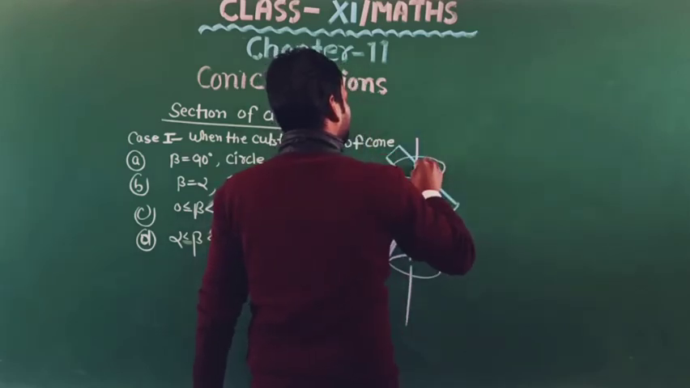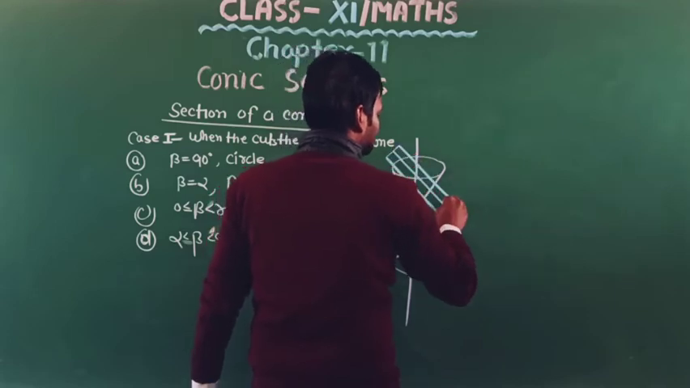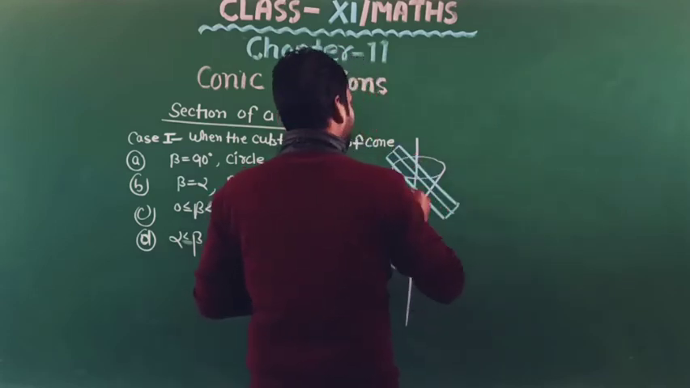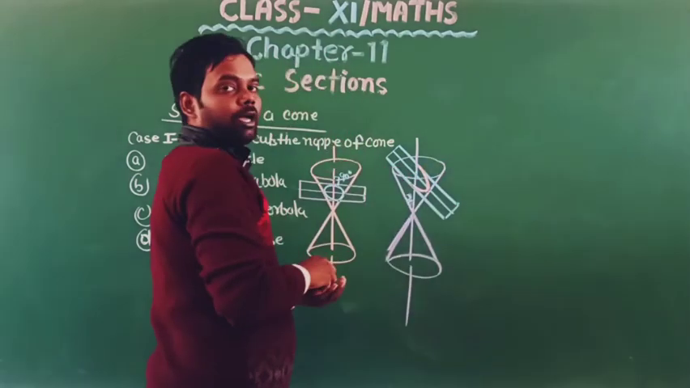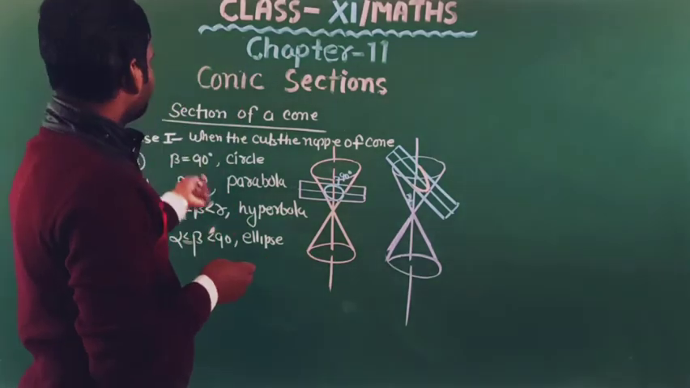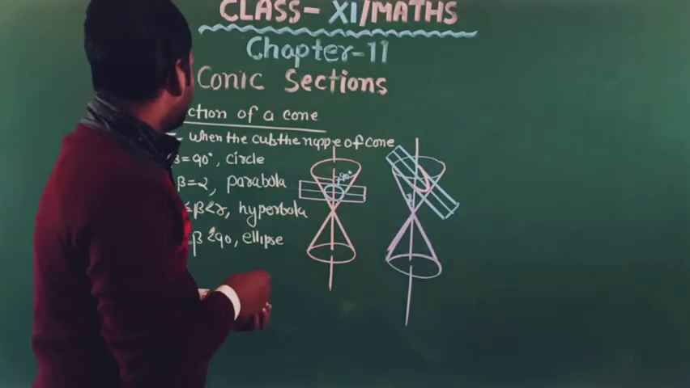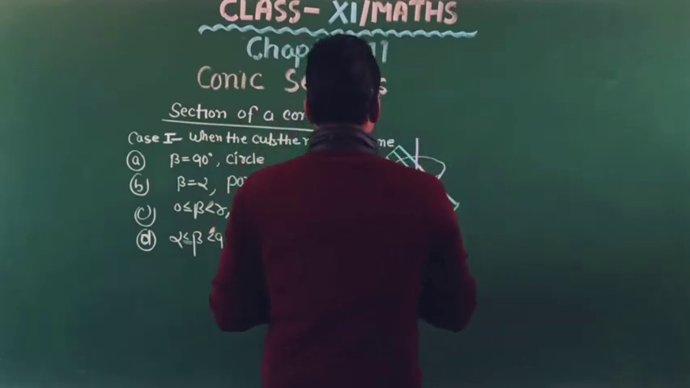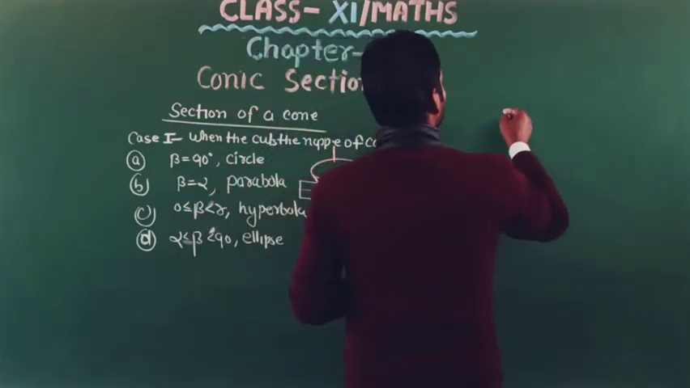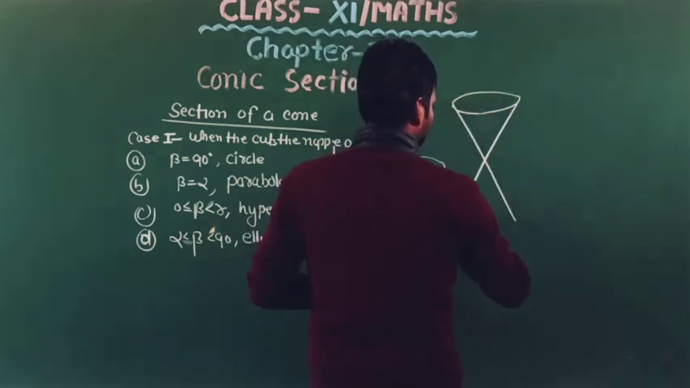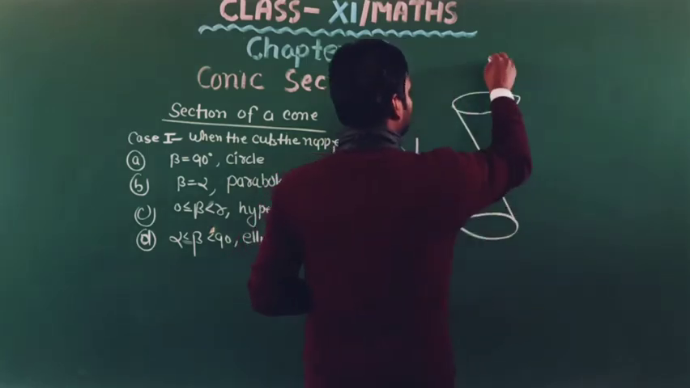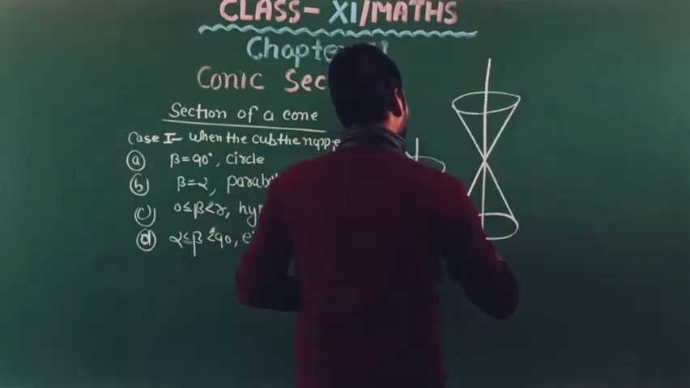is called a parabola. This is the section of a parabola. And third, hyperbola. So this is a double right circular cone.